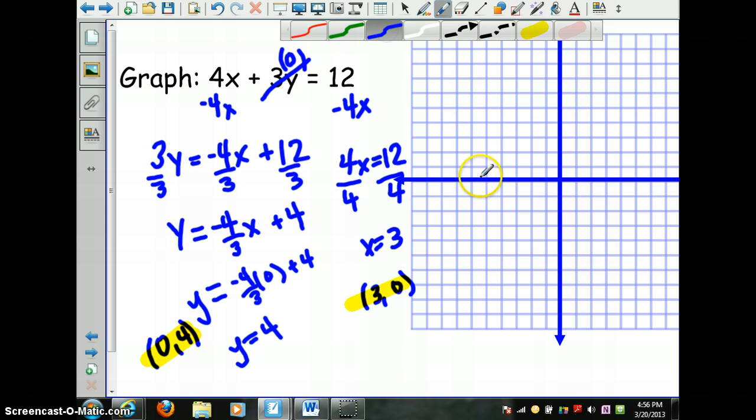So when you graph it, we have 0, comma 4, 1, 2, 3, 4 right here. I might use green so you guys can see it better. And then 3, comma 0, 1, 2, 3. And then we can use our line here. Okay. So that's just another way.